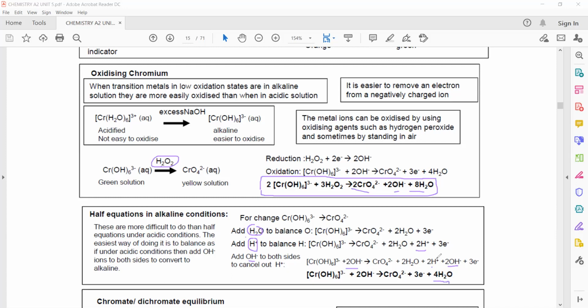So the same way we used to balance the equation, but in alkaline medium, the extra step is we add hydroxide ion. How many hydroxide ions do we add? We add the same number of hydroxide ions as there are protons so that it will balance. Is it clear?